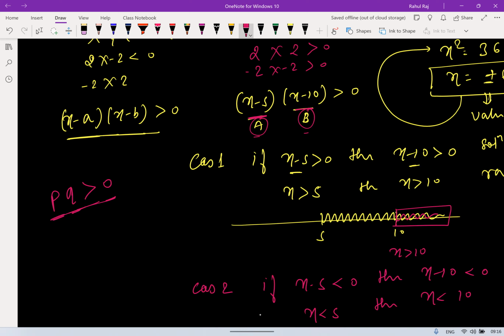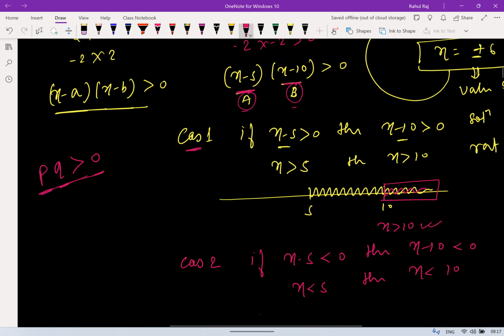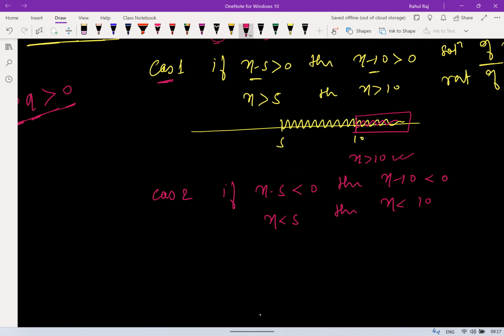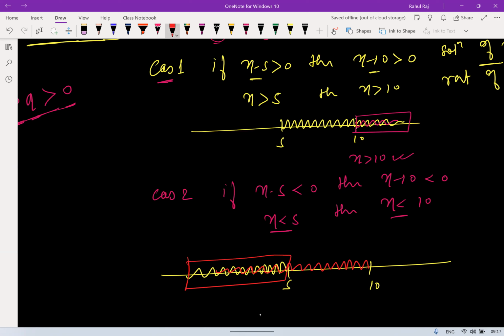Okay. So when I've considered case 1, I got x is greater than 10. Simple logic. Now I'm considering case 2. So x minus 5 into x minus 10 less than 0. So x should be less than 5 and x should be less than 10. Now imagine if I'm drawing a number line. This is 5. This is 10. x less than 5. This is the plot. And then again it comes x less than 10. The whole thing, what is the common value? x is less than 5, right?